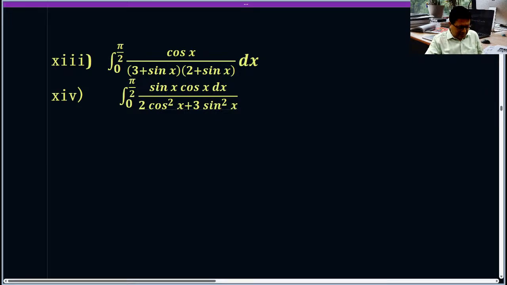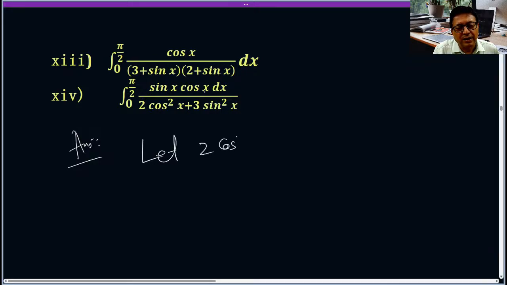So I suggest you one thing, make the whole denominator equal to z, because in both the cases sin x cos x is coming. That's why. Let 2 cos square x plus 3 sin square x equal to z. Clear? Now differentiate both sides.